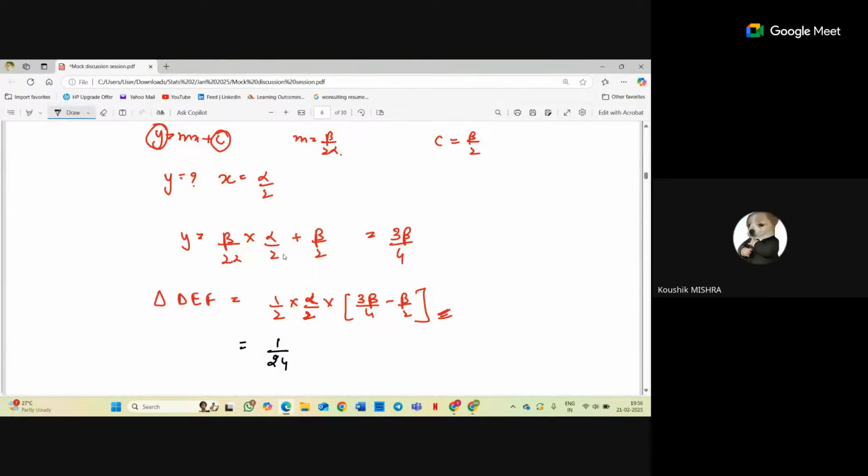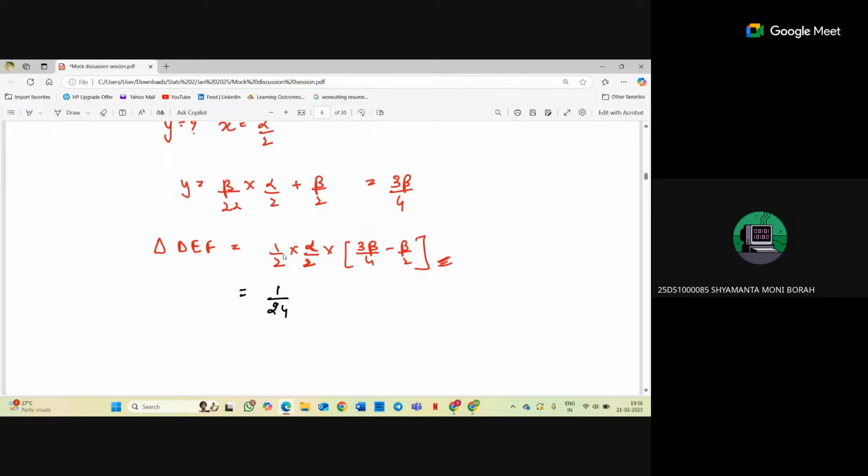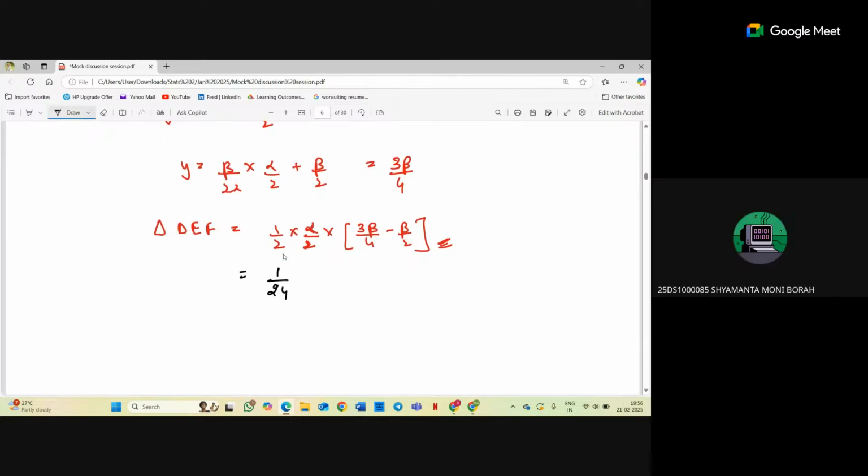Yes, ma'am. Alpha beta equals 2 by 3. Ma'am, then will we get 1 by 16? No, she is writing the final value. Yes, I'm just writing the final value. The final value is like the total area you're talking about, right? The triangle. Okay, the value of the triangle.